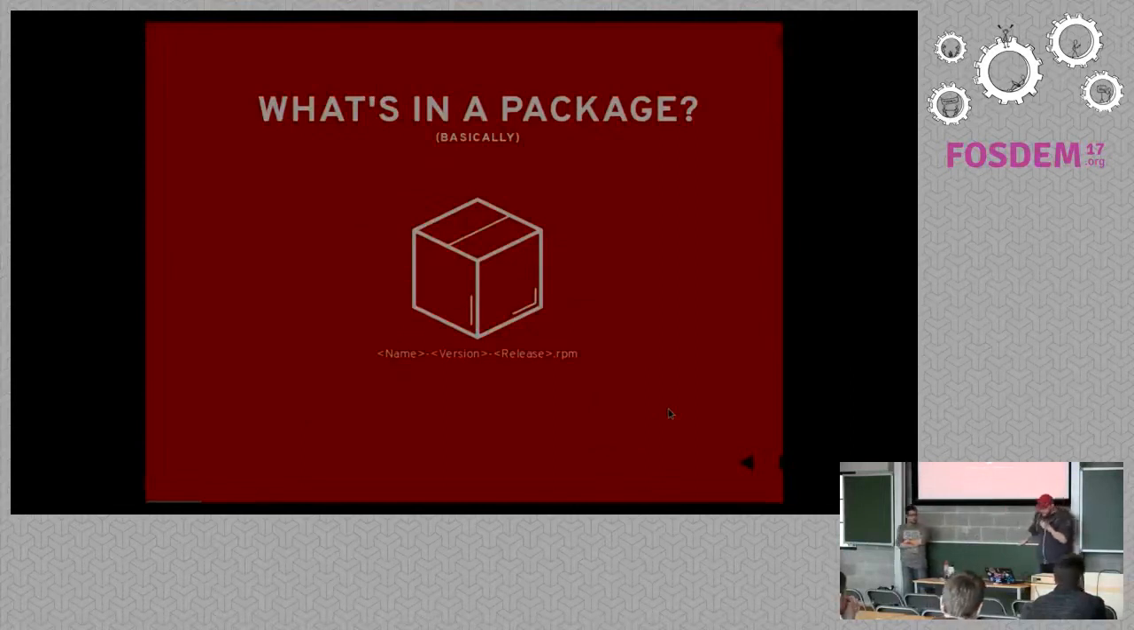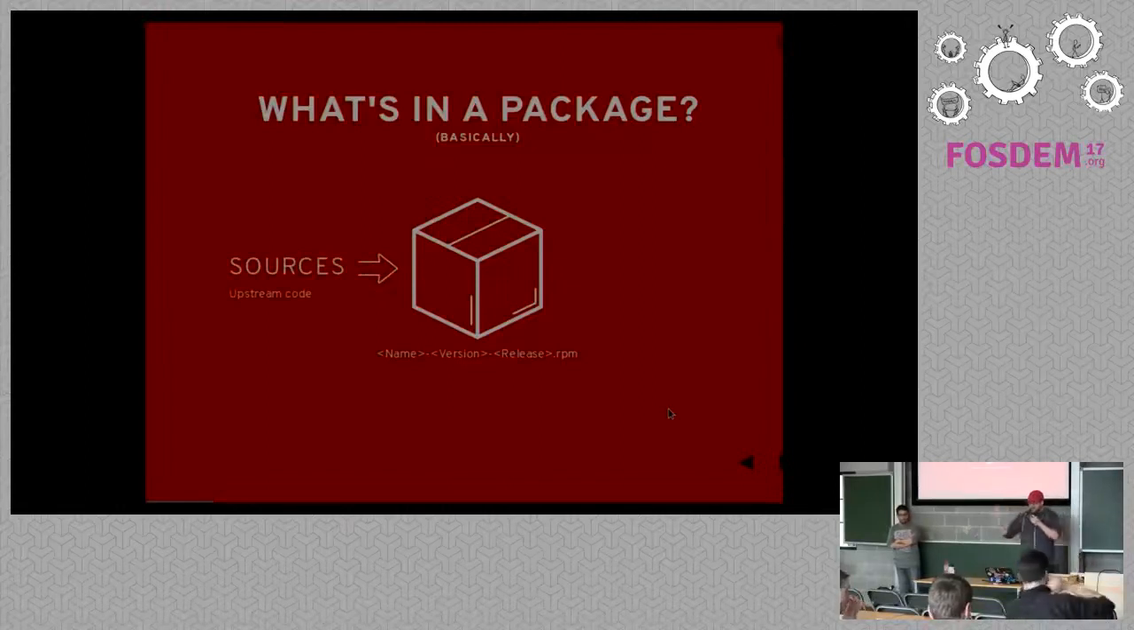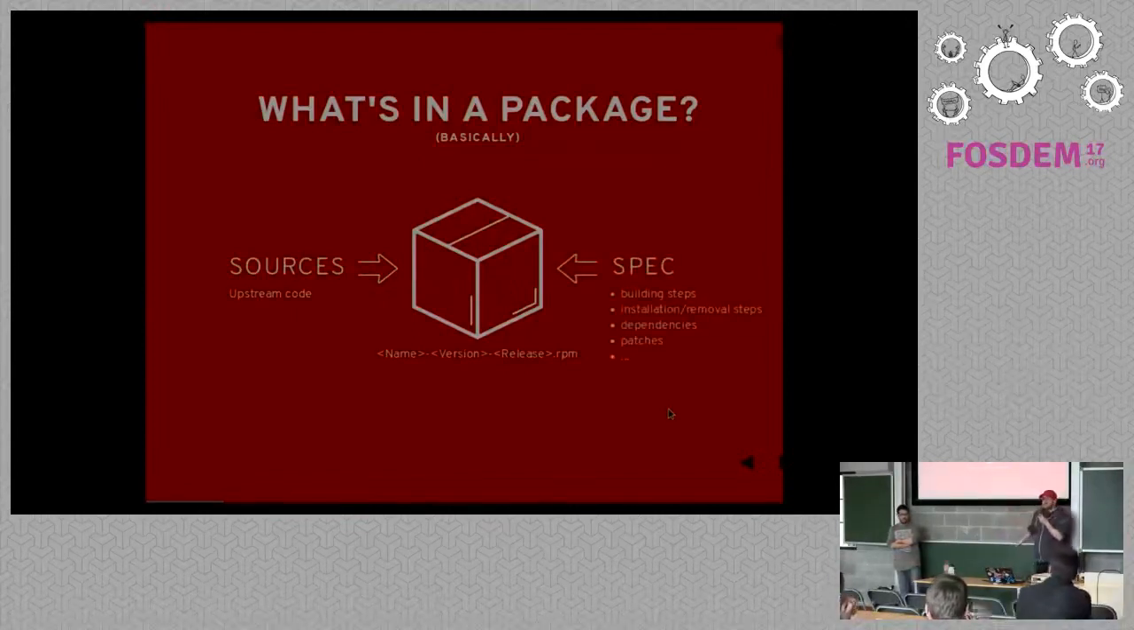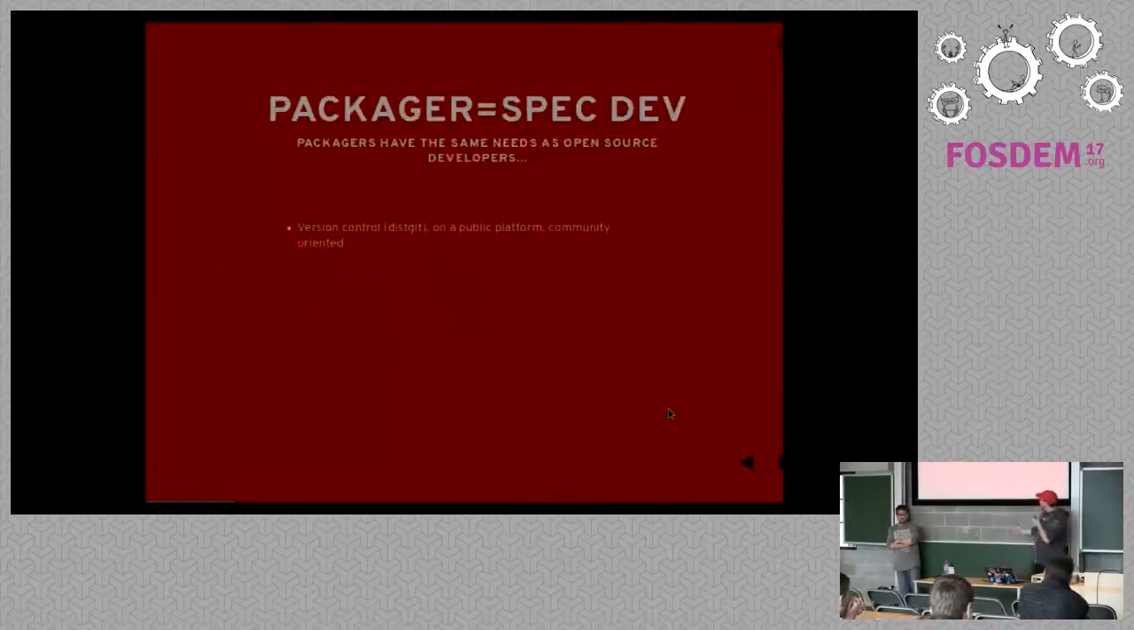So what do we need to build a package? Basically, it's going to be very high level. First, you need the sources, obviously, of the software that you want to package. We'll call that the upstream code in the remainder of the presentation. And the next component of the package is called a spec file, or spec files if you have more. Basically, it contains the building steps of how to build the software from the sources, how to install it, how to remove it, the dependencies that it needs to work on your system, the patches eventually, if you need to adapt it to your system, and so on.